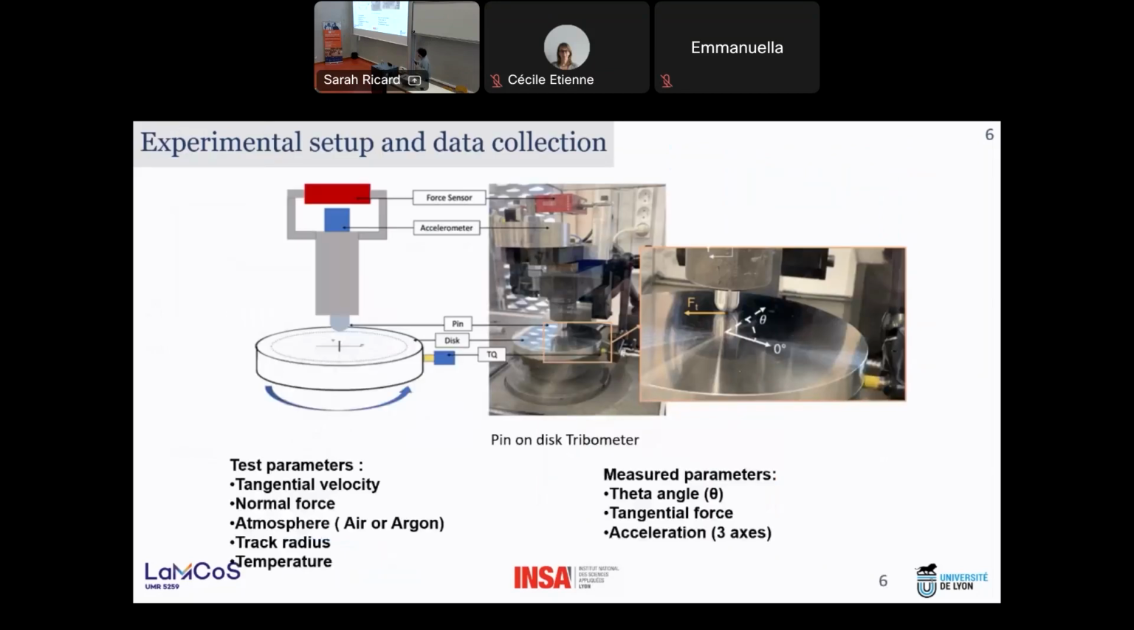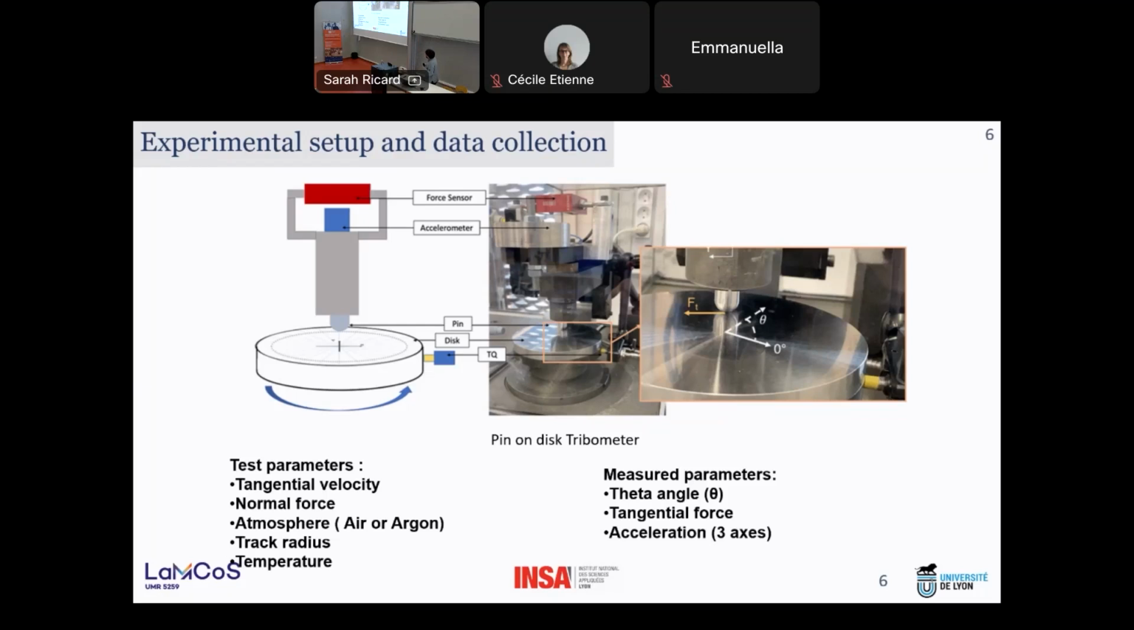Okay, so this is a standard pin-on-disc test that we have done in the lab. On the left, we have a schematic representation. This is the actual setup that we have used, where a standard pin is pressed against a rotating disc with a constant normal force. During the test, we have kept some parameters fixed, such as tangential velocity, normal force, and temperature, while other parameters were varied. Specifically, atmosphere, we've used two atmospheres, air and argon, and we've changed track radius and sliding distance.